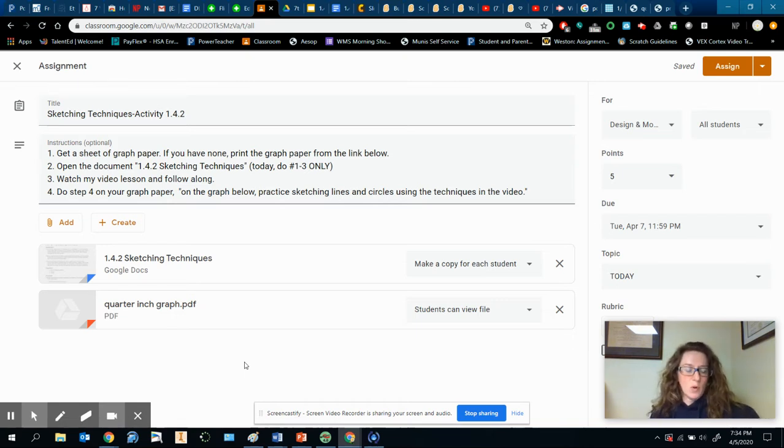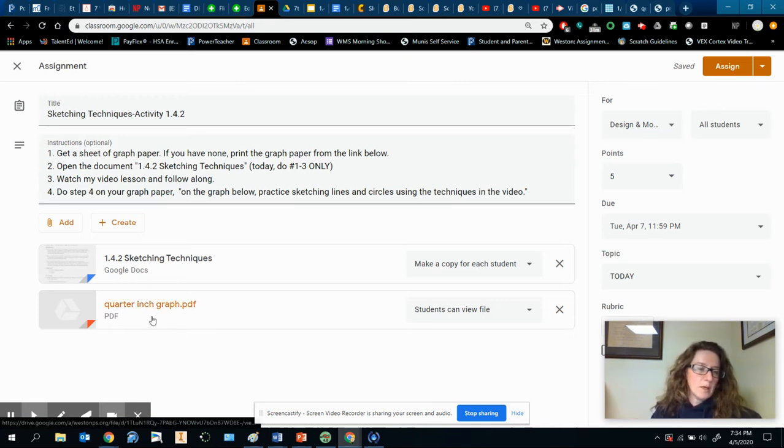The other thing you need to have is graph paper of any sort. If you don't have graph paper at home, it can be in a notebook, or it could be on a notepad. You can also print out the 1/4-inch graph paper. The 1/4-inch graph paper just gives you an opportunity to practice doing any of the sketching techniques that I do in the lesson.